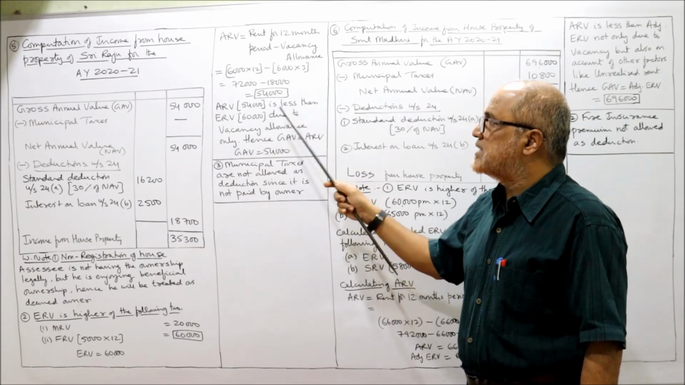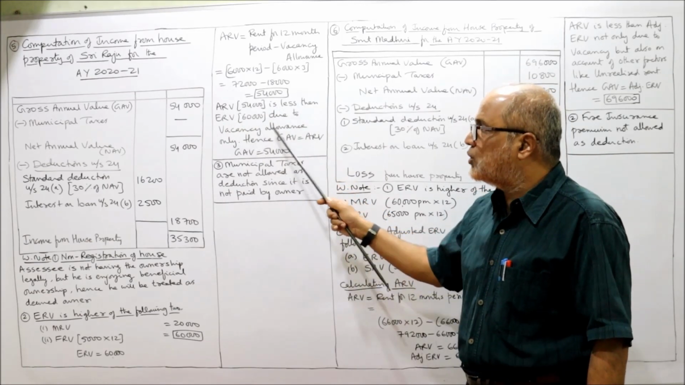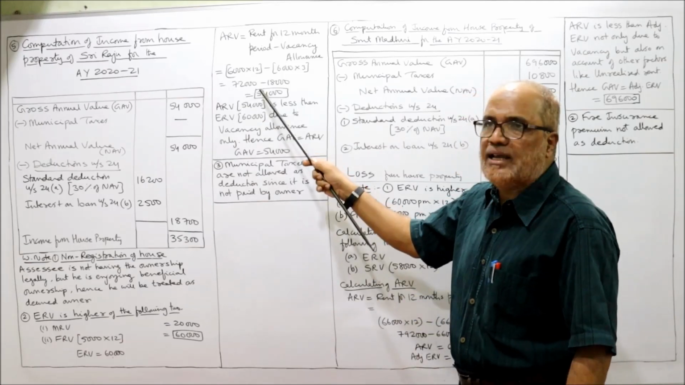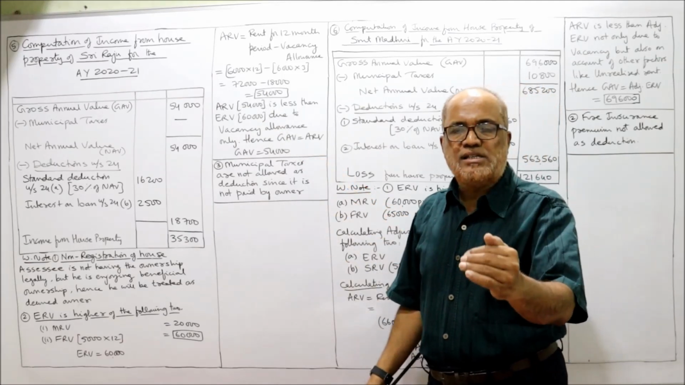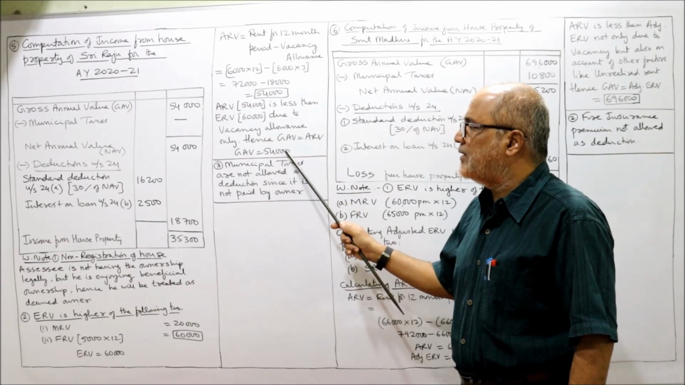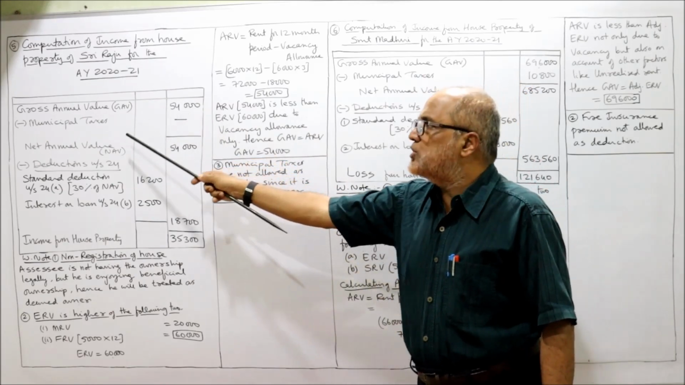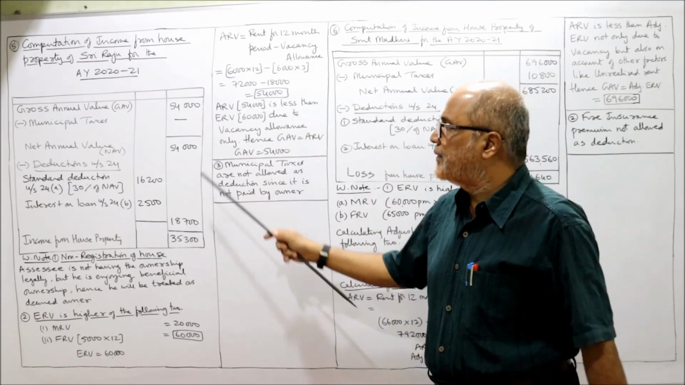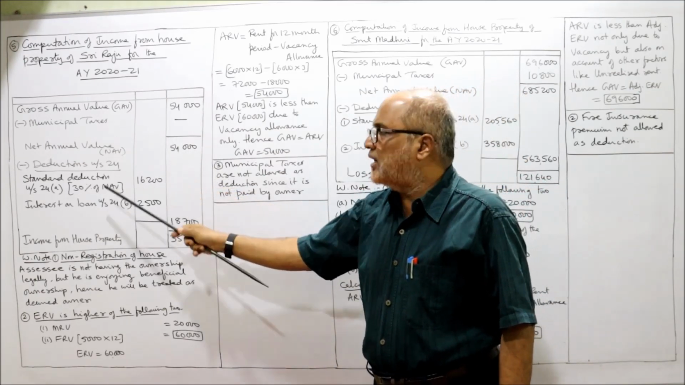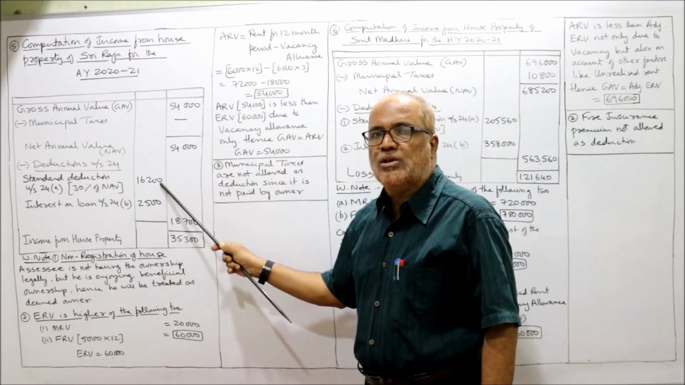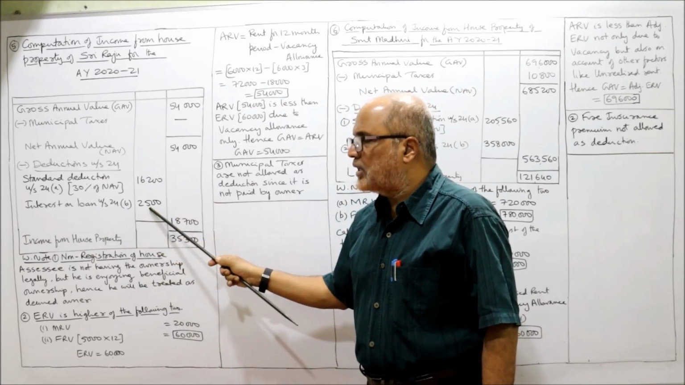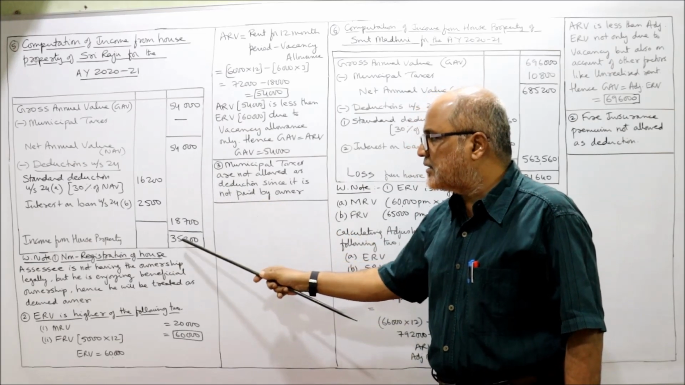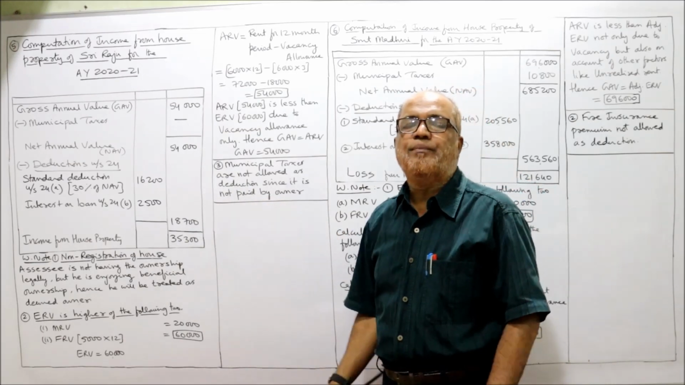ARV 54,000 is less than ERV 60,000 due to vacancy allowance only. That's why GAV is 54,000. Municipal taxes are not allowed as deduction because they are paid by the tenant. 54,000 NAV. 30% of 54,000, 16,200. Then interest on loan taken 2,500, total 18,700. Subtract: 35,300 is income from house property.